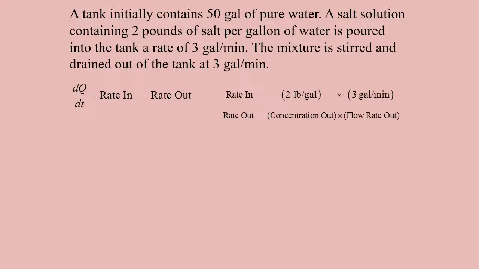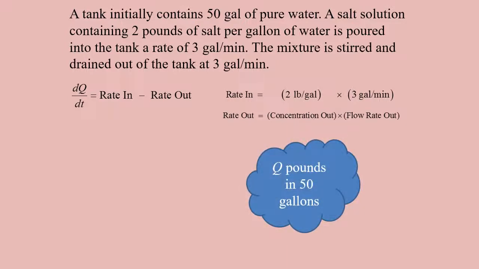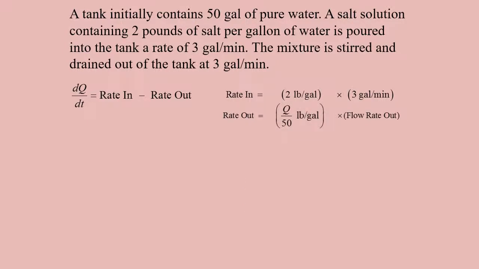Now, the rate out is a little different story because the concentration of the stuff that's in the tank depends on how much stuff has come in. And so the concentration going out is not going to be a constant, as is the concentration coming in. So we have to represent that by the quantity Q. Now, we always have Q stuff in 50 gallons, since we have a 50-gallon tank. And so we use Q over 50 to represent the concentration.